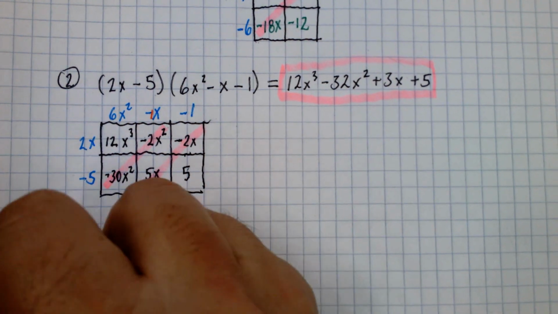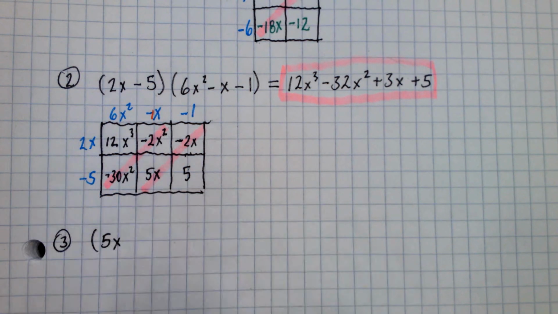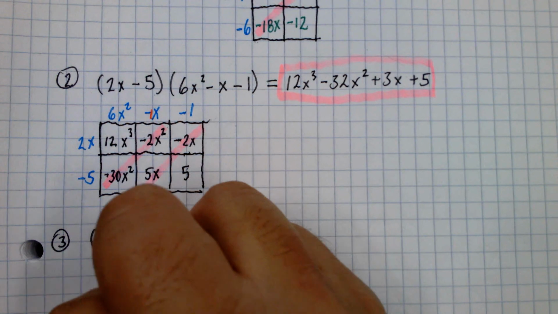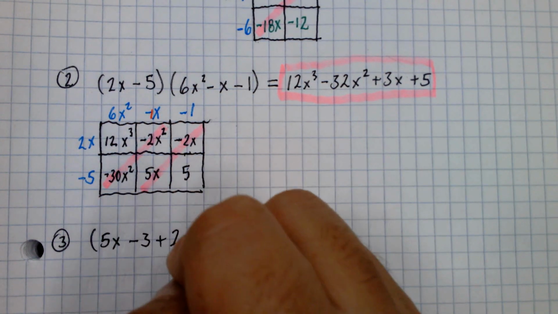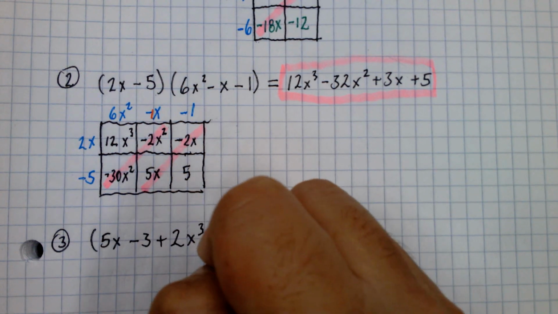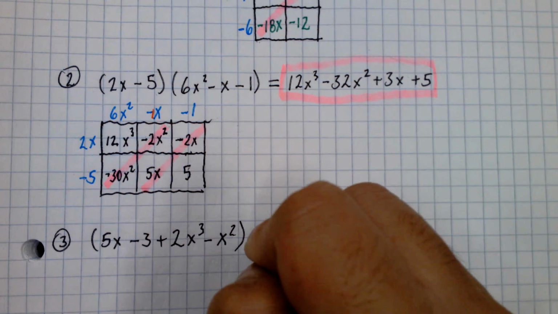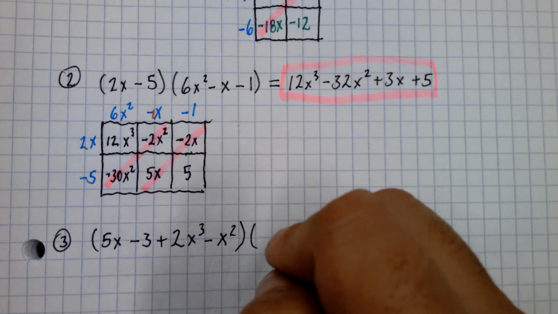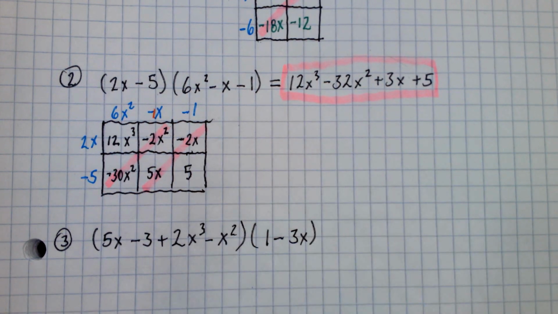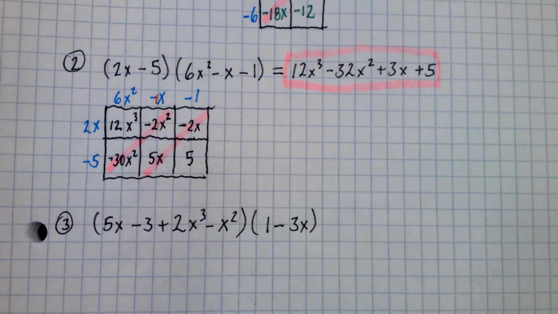So let's do 5x minus 3 plus 2x cubed minus x squared. And we're going to multiply that with 1 minus 3x. Okay? It's all scrambled up. Okay? How many? Well, let's see. Go ahead and write that down.